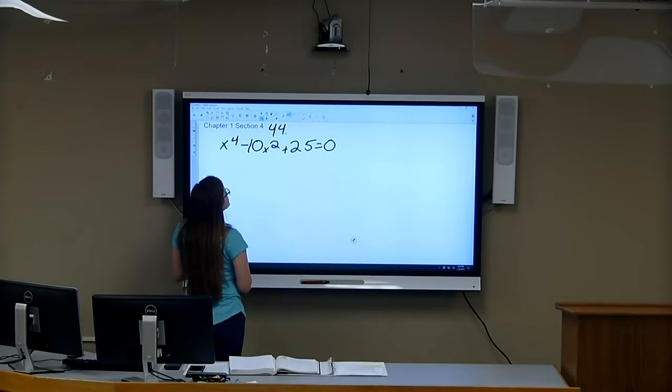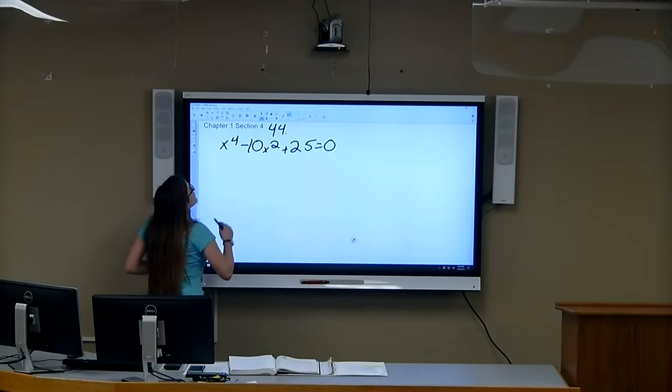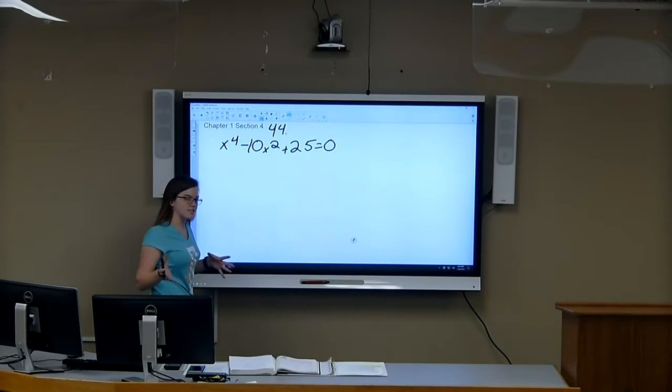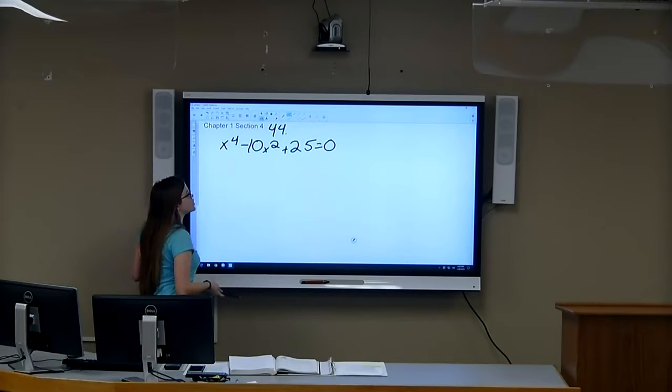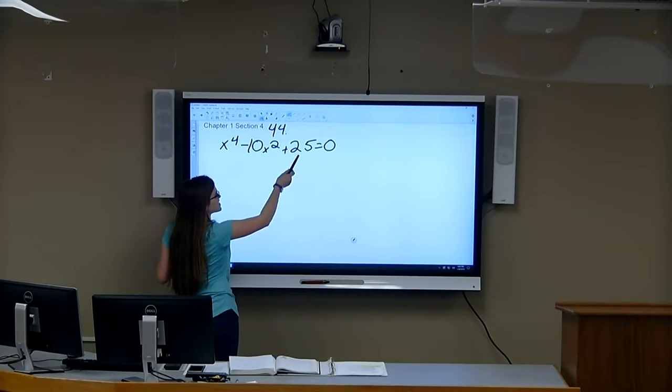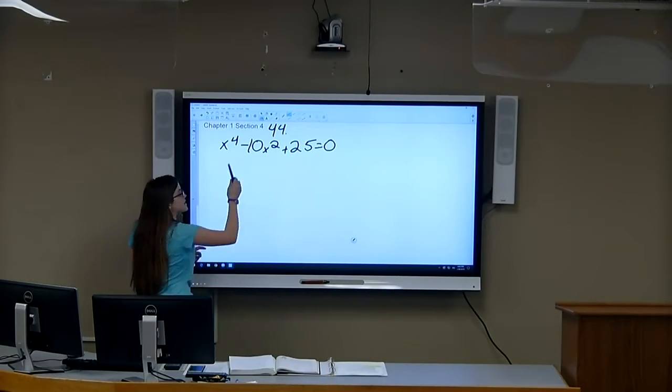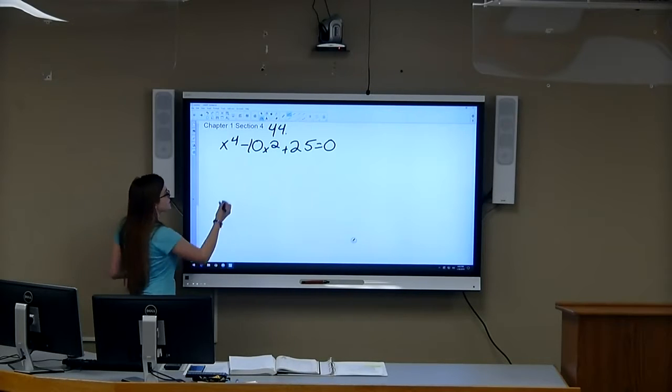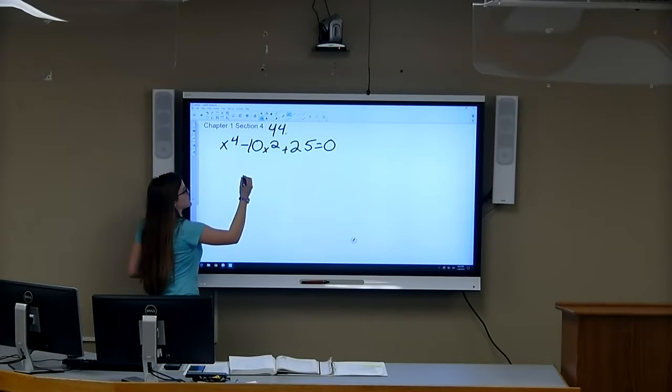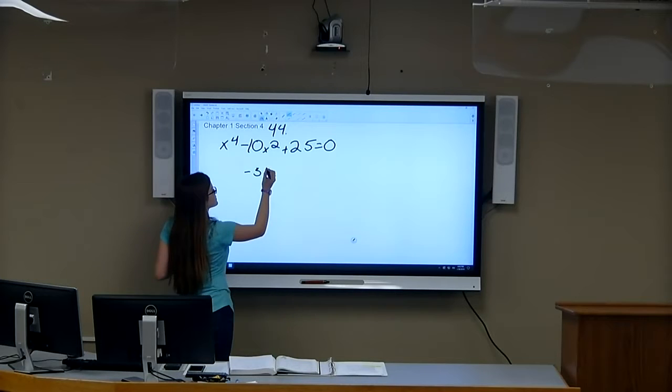So what you're going to do, sorry if this is a bit jumbled, you need to first factor. So what number, when you multiply it, is going to give you 25, but when you add it, is going to give you negative 10? That number is going to be negative 5.